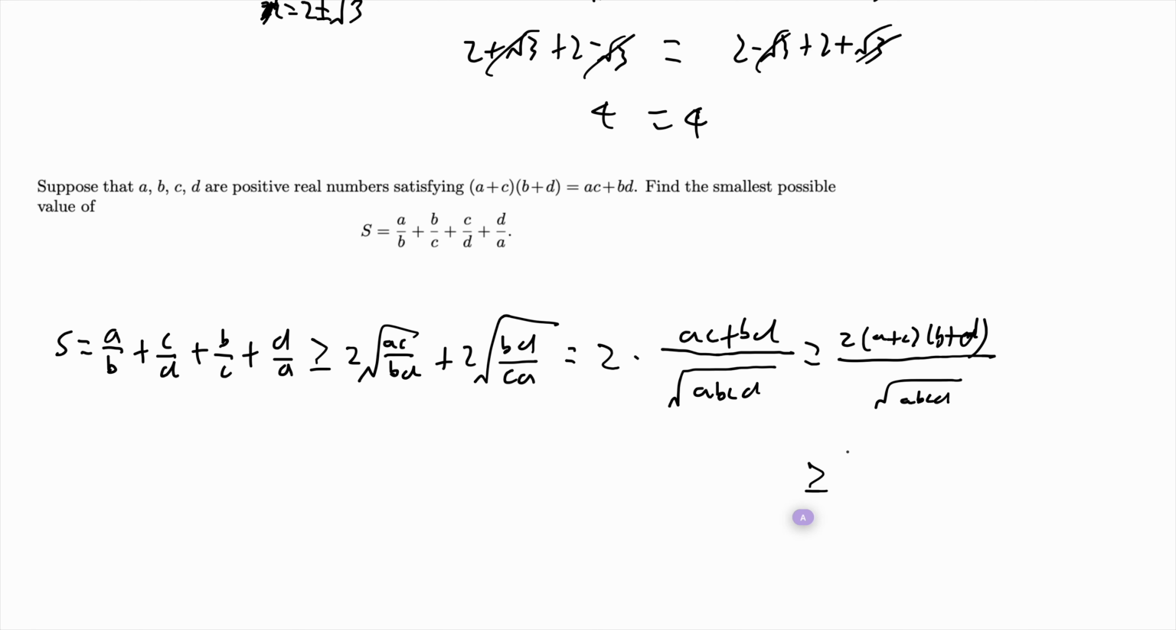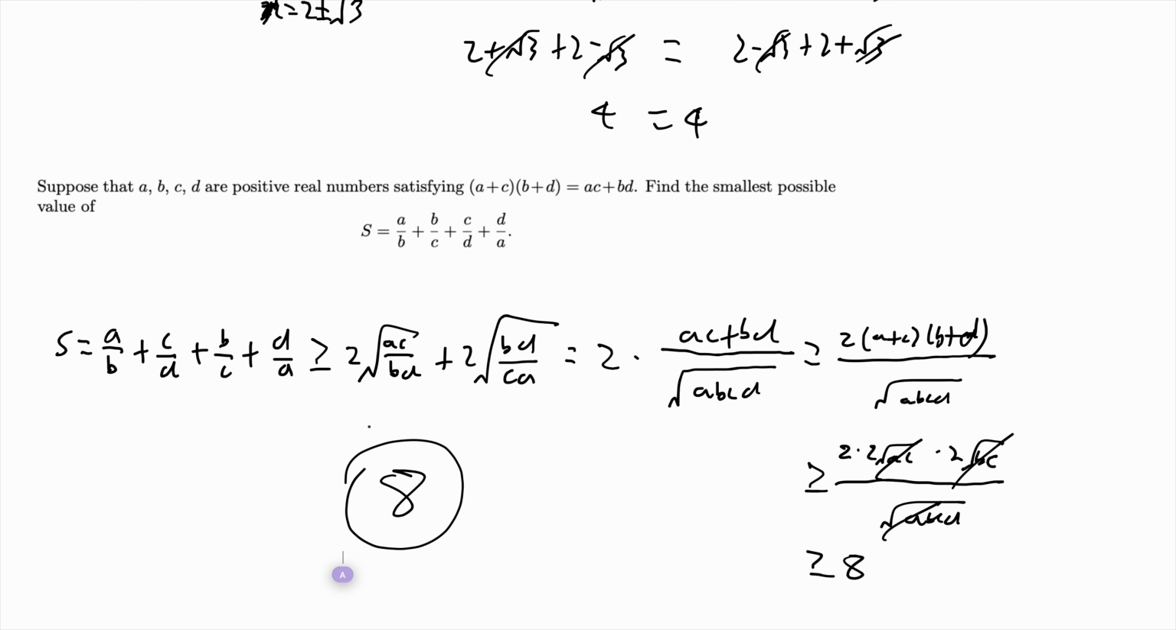So this is greater than or equal to 2 times 2 root AC times 2 root BD over root ABCD, and because they're all positive real numbers, they cancel out. This is greater than or equal to 8, always. Therefore, our answer is 8, and yeah, that was our answer.